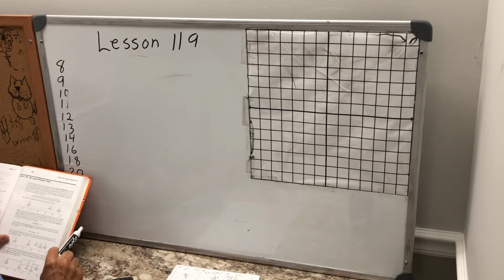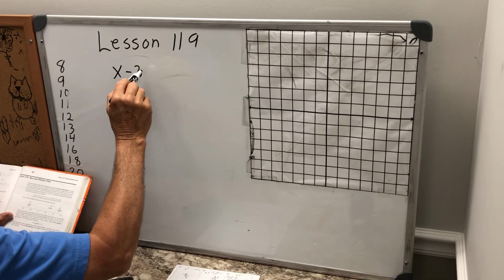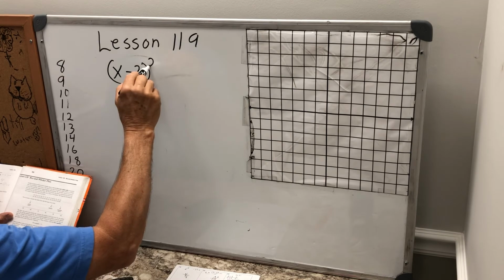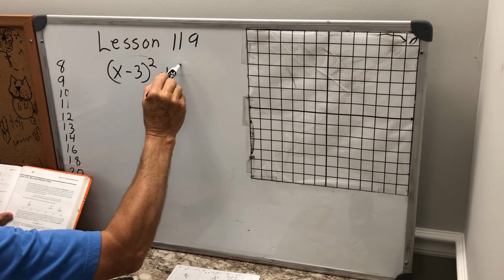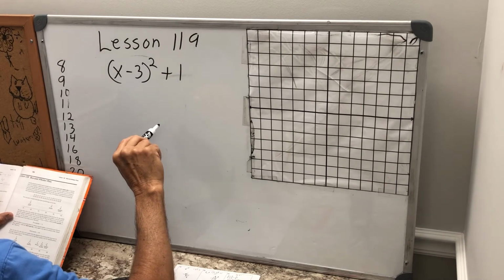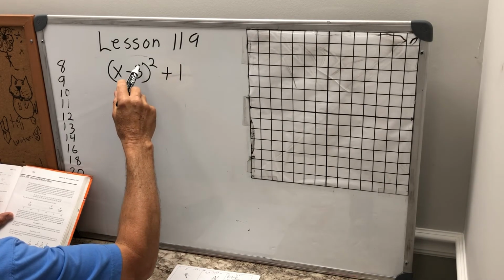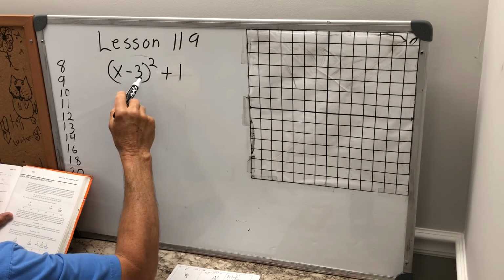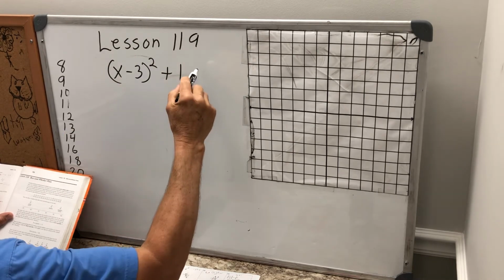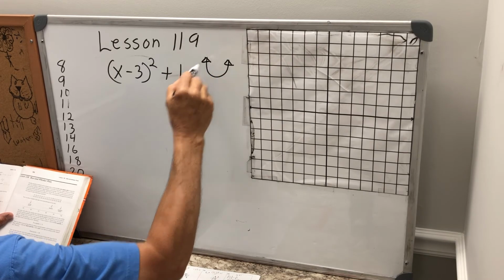Number 20. Sketch the graph of this, x negative 3 squared positive 1. And what kind of graph is this? The square of this number gives us this type of a sketch. Is that correct? We'll be doing that.